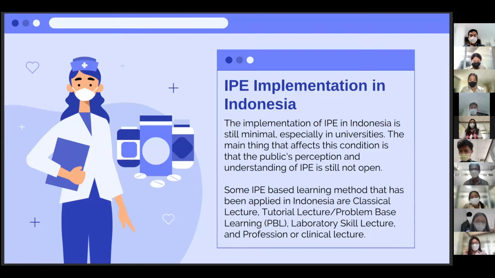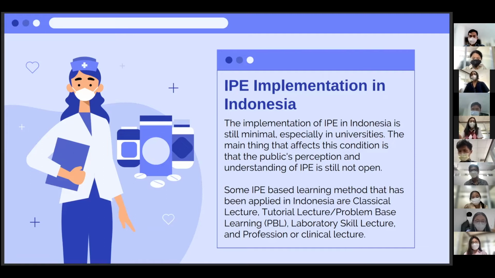IPE implementation in Indonesia. The implementation of IPE in Indonesia is still minimal, especially in universities. The main thing that affects this condition is that the public's perception and understanding of IPE is still not open. In general, people still think that health workers are identical to the medical profession, such as doctors. However, a doctor will always cooperate with other health workers. This is where students must begin to realize that IPE is an important thing to be applied and implemented, because students are the future generation of the nation's successors.